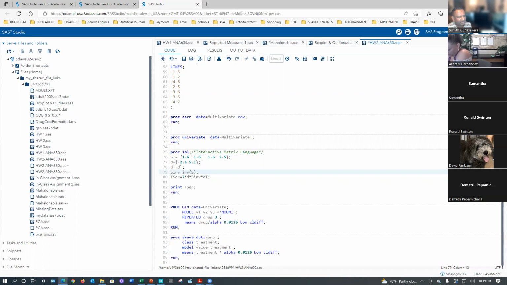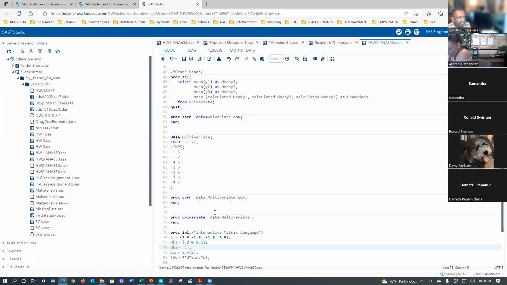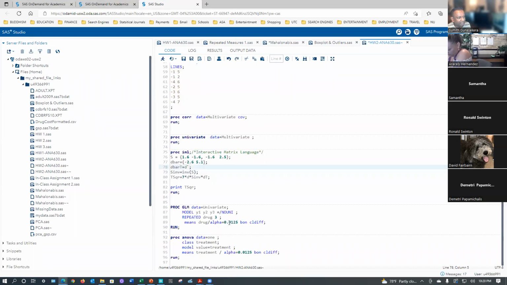It should be D bar, not D. I can call that a D bar. D bar means the mean of the difference. I'm using that interactive matrix language, IML.